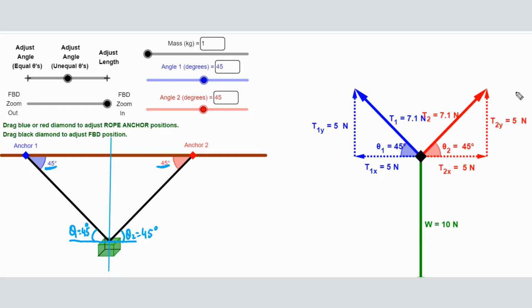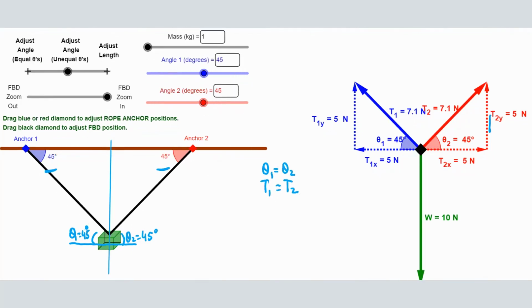We can also look at the forces. If you look at the forces, T1 is 7.1 newtons, and this force T2 is also 7.1 newtons. So simply we can write down, I will be writing some important points here. If theta 1 is equal to theta 2, T1 has to be equal to T2.